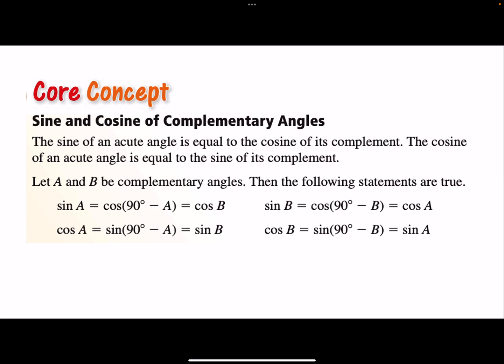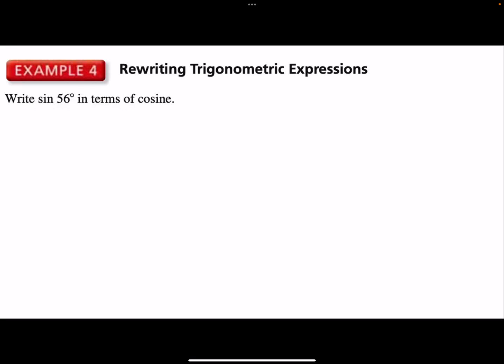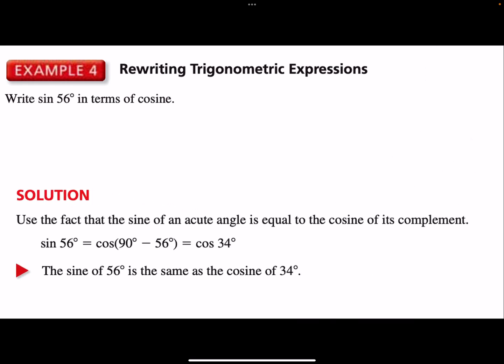Now, let's see an example of this. Write sine of 56 in terms of cosine. So here what I'm thinking is if I have a triangle, one of them is 90 degrees, the other one's 56. If I'm getting the sine of 56, what is that equivalent to the cosine of? Well, what plus 56 gives me 90? Because remember, it has to be the complement of 56, which means it has to equal 90. So subtract 90 by 56, you get 34. So the sine of 56 is actually equal to the cosine of 34. Because 90 minus 56 is 34.